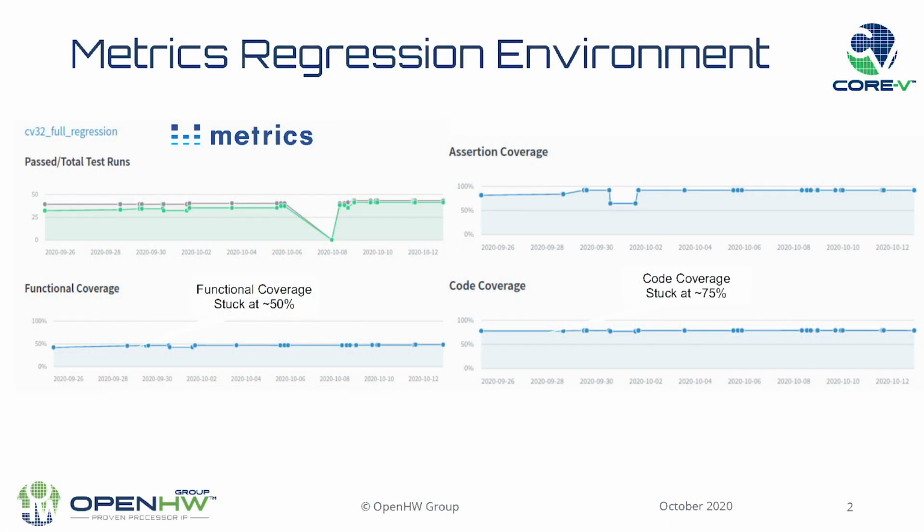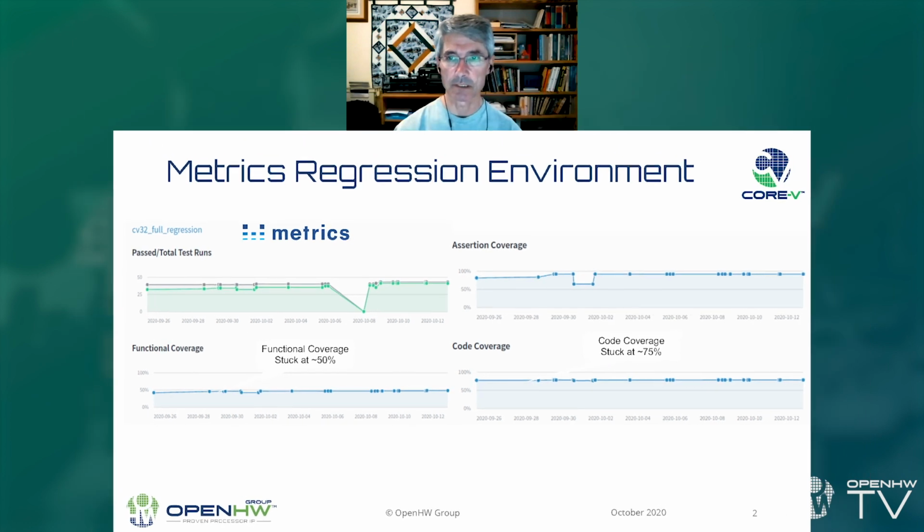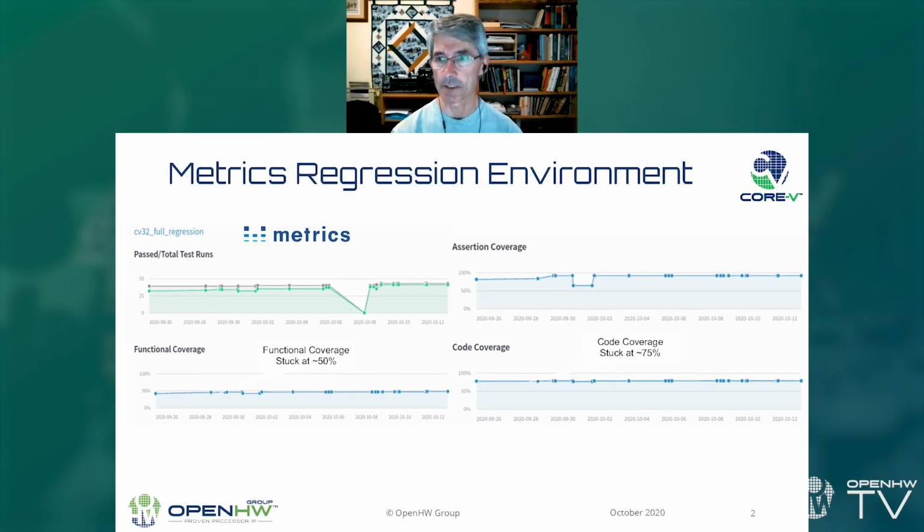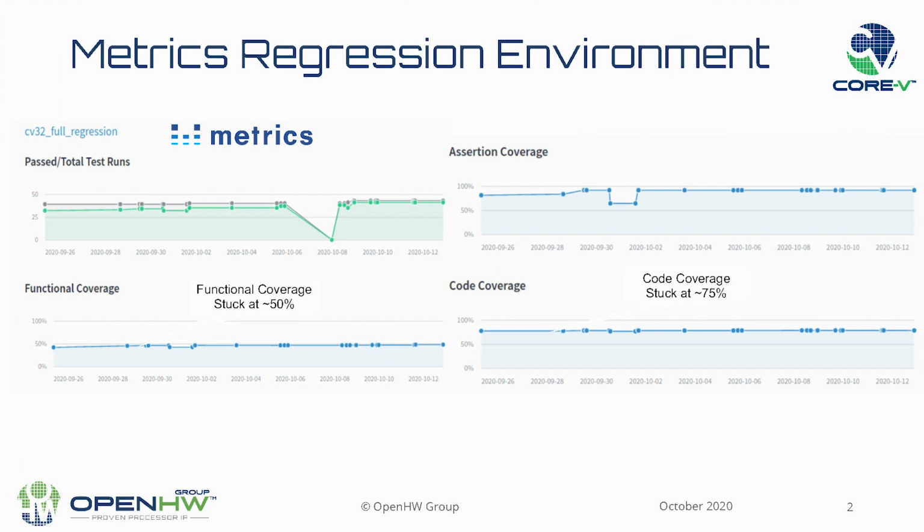As everyone knows, we're using the Metrics continuous integration platform for our simulations. The great thing about Metrics is out of the box, it measures coverage for you. So you get functional coverage and code coverage right out of the box. You don't have to do anything to get that. So we were doing that, and you can tell that this is real data because we got this crater here on October 8th. That was a bad day for us, but we recovered.